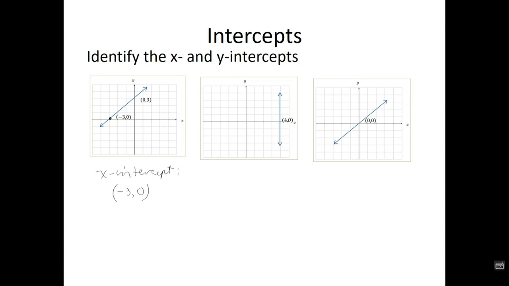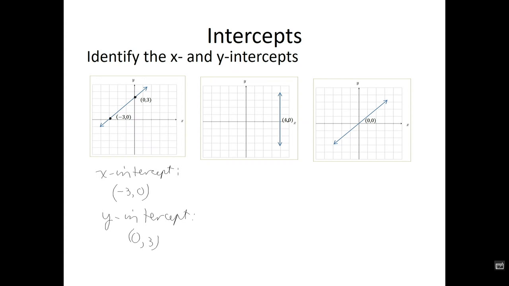Also, you may recall that the y-intercept is the point where the graph crosses the y-axis. And we can see from this graph, that point is 0, 3. So the y-coordinate is 3. So the y-intercept is the point 0, 3.